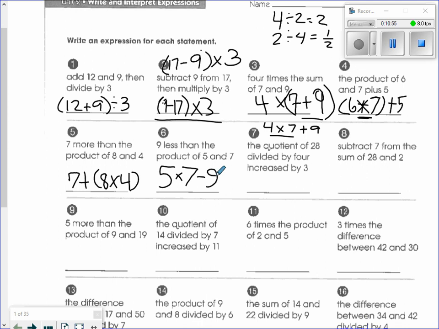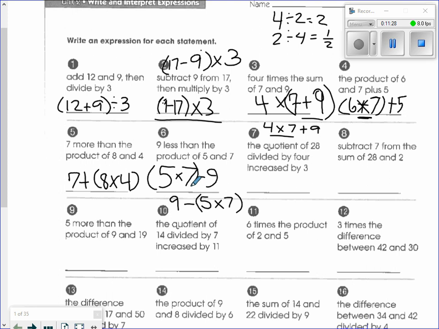Okay, so how many of you wrote it like I wrote it, with 9 minus 5 times 7? I'm going to put parentheses on there just because I like parentheses. How many of you wrote it like Hunter wrote it? If you wrote it like Hunter, you are correct. If you wrote it like me, you are not correct. I intentionally wrote it wrong.